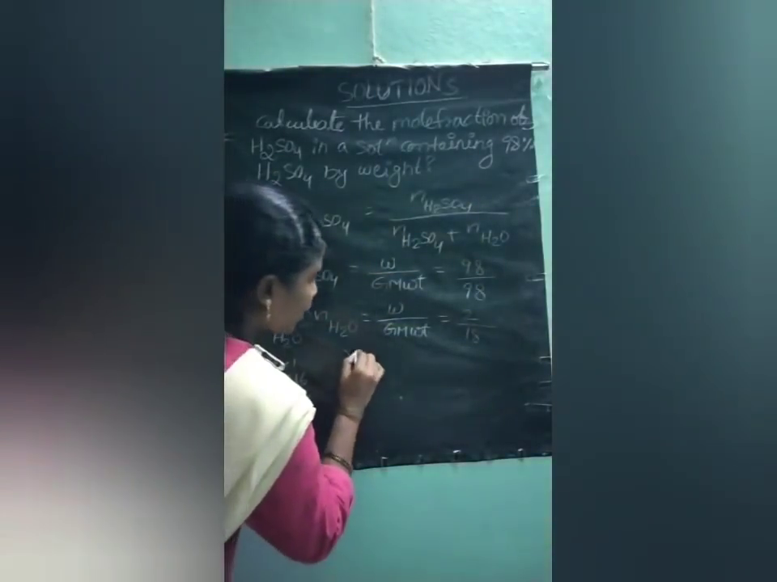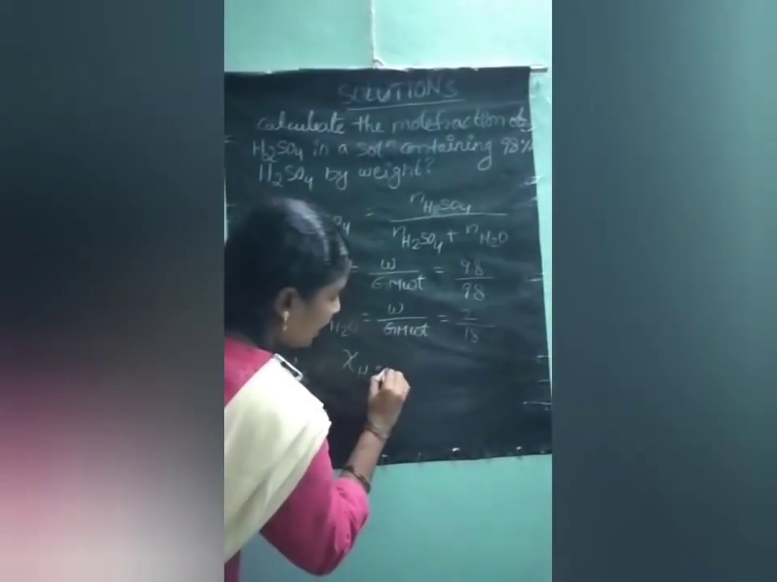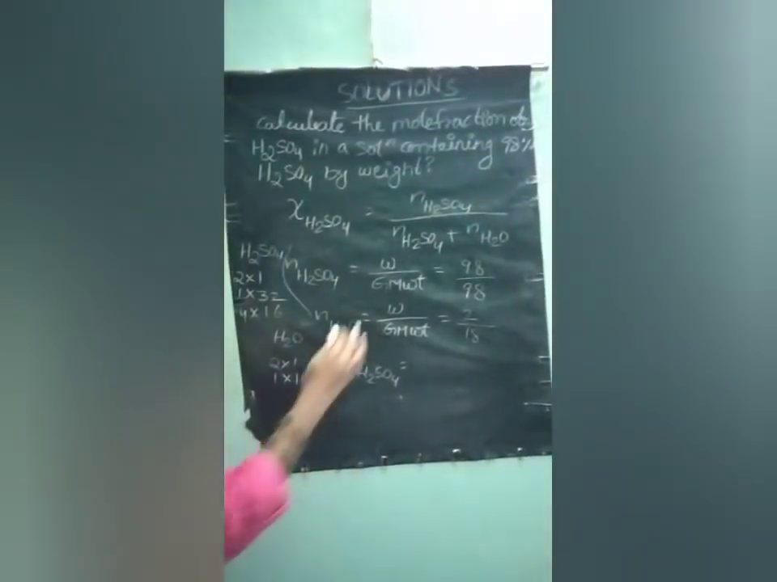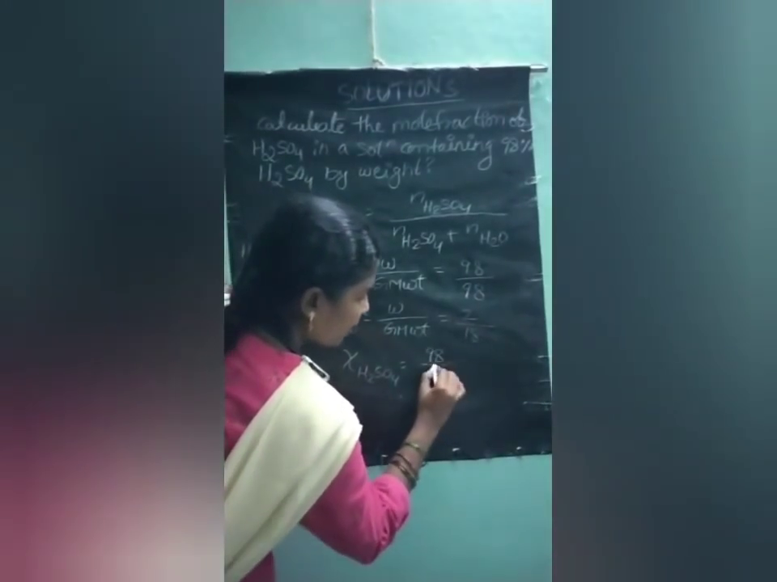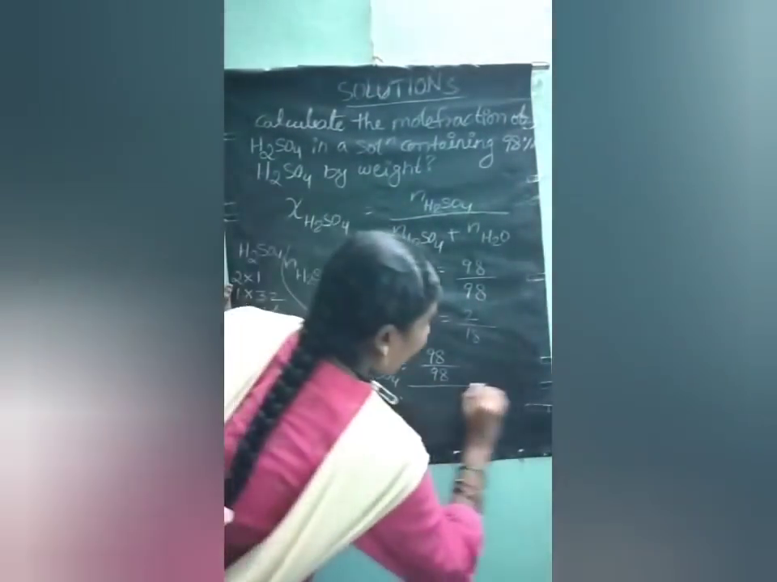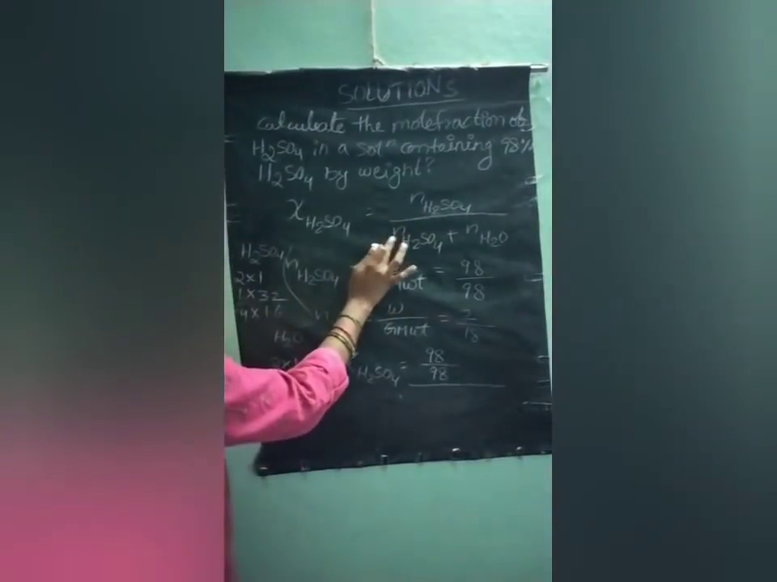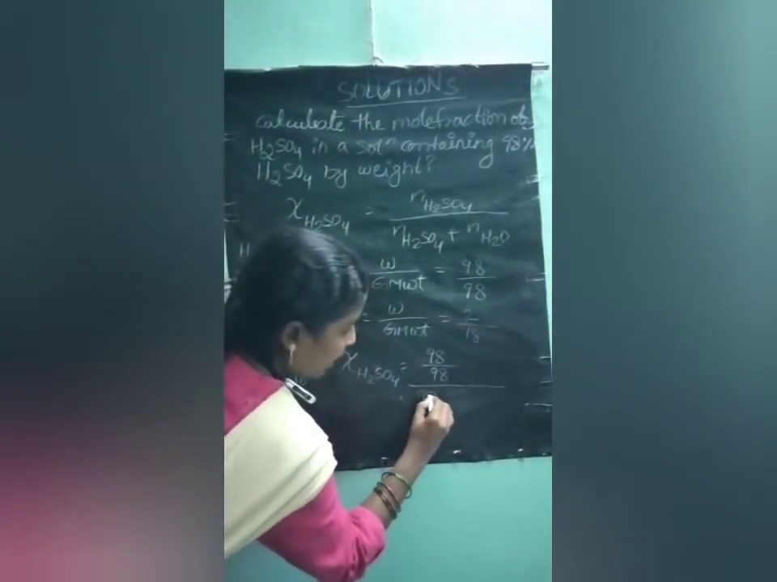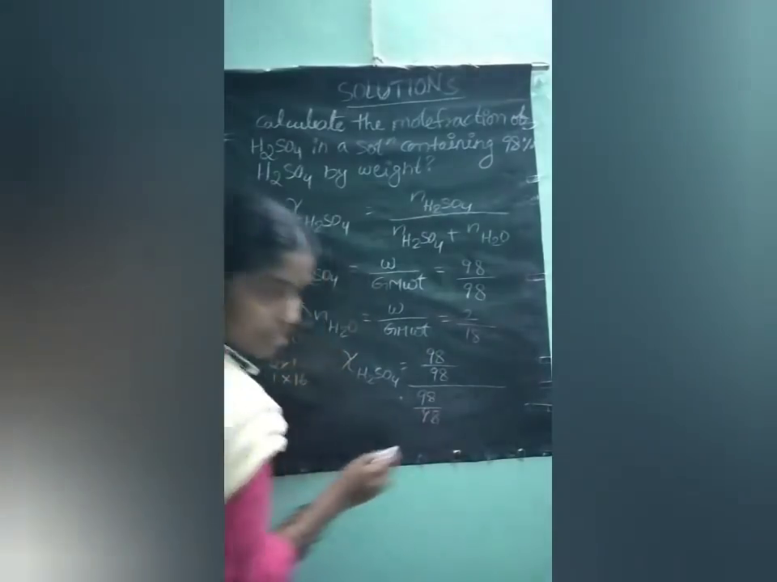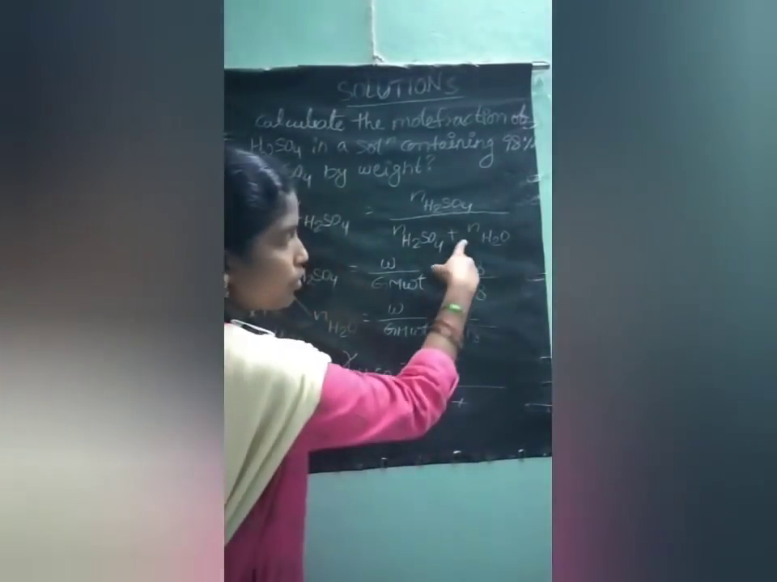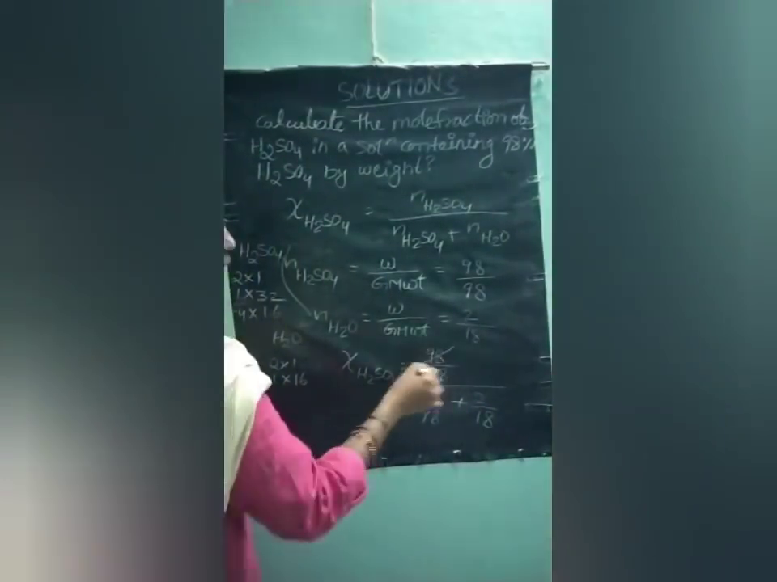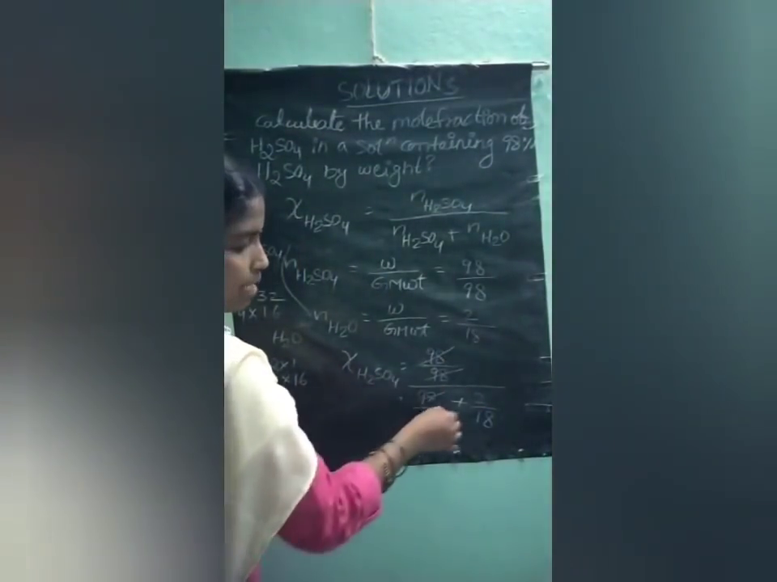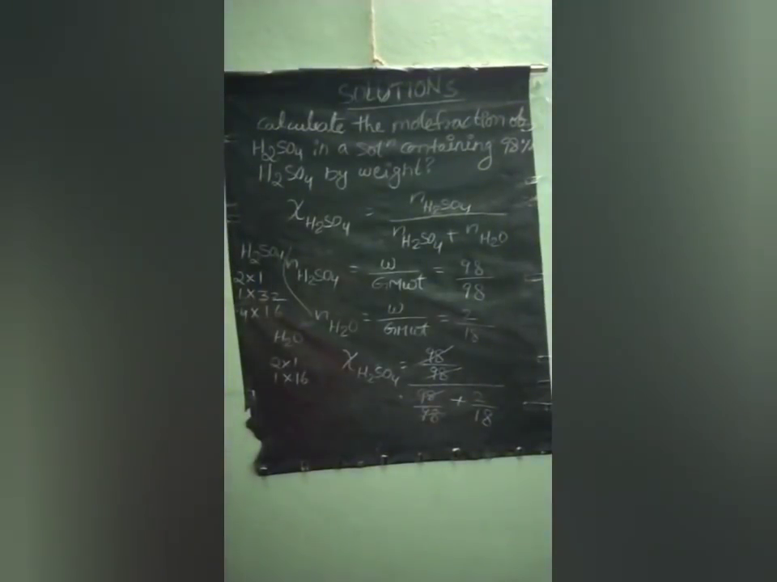So mole fraction of sulfuric acid is equal to the number of moles of sulfuric acid, 98 by 98, whole by again the number of moles of sulfuric acid 98 by 98 plus the number of moles of water, 2 by 18. 98, 98 cancel. 98, 98 again cancel. First write down.